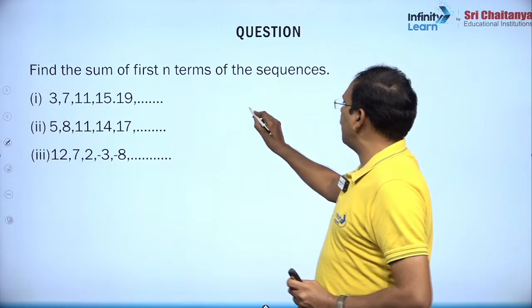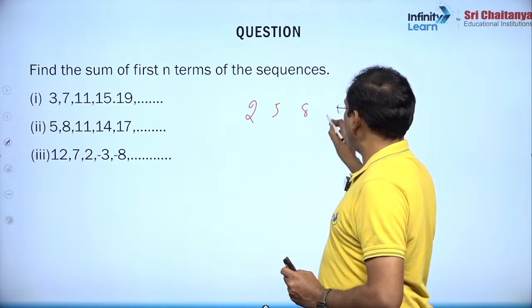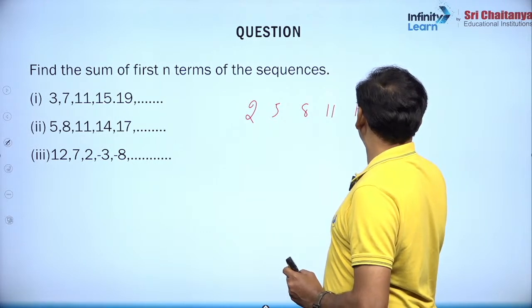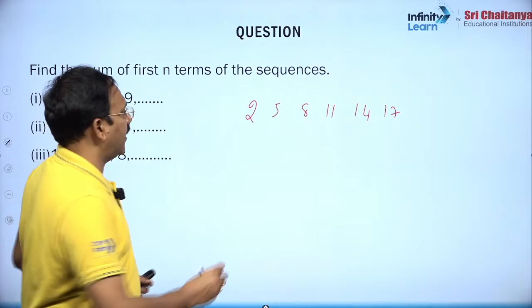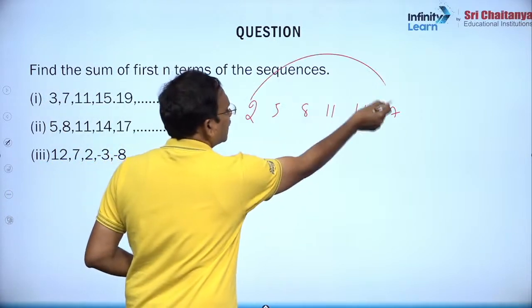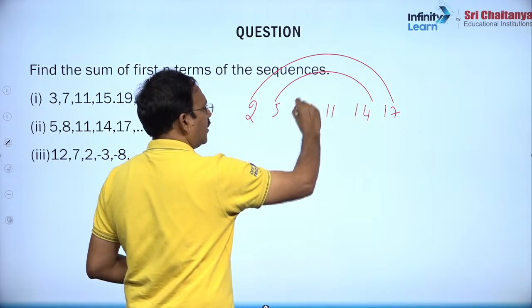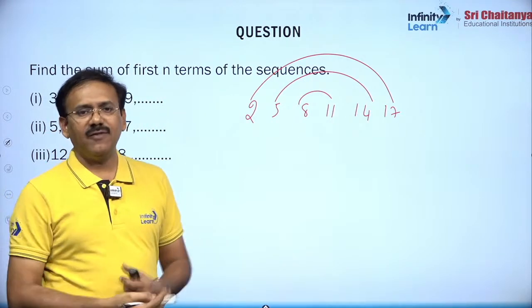Suppose you take some AP, my dear friends: 2, plus 3 is 5, plus 3 is 8, 11, 14, 17. I have taken an AP. One important observation in AP is 2 plus 17, you see, 19. 5 plus 14, 19. 8 plus 11, 19. It is a beautiful property of an AP.